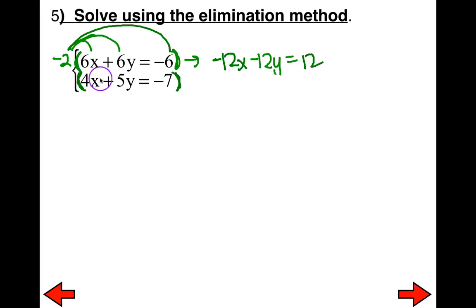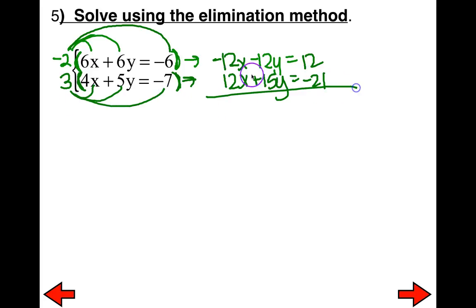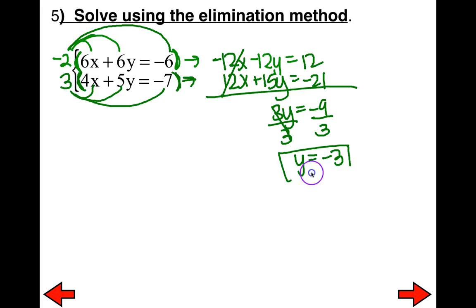Since there's already a 4x, I'm going to multiply it by a 3, which is going to give me a +12x plus 15y equals a -21. Now here, the x's will cancel each other out, leaving me with 3y equals -9. Simply divide both sides by 3, and I'm left with y equals -3.